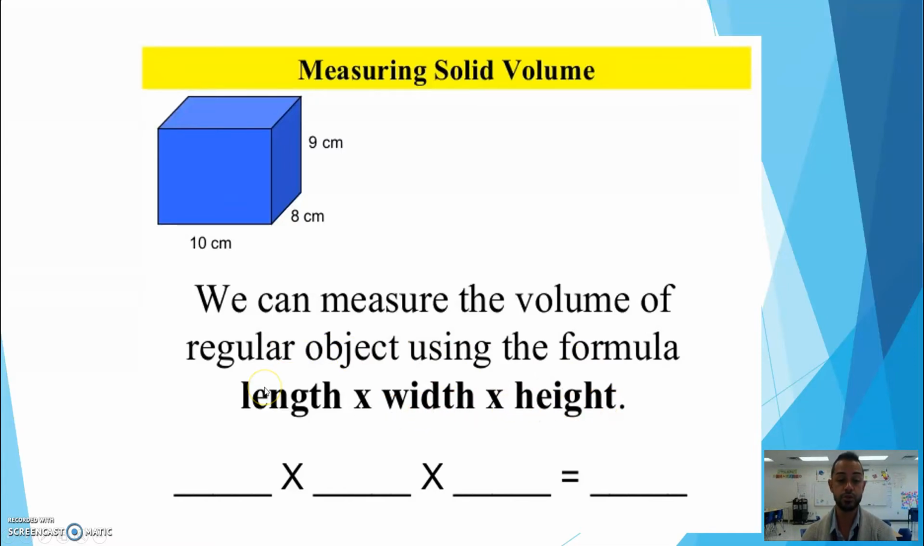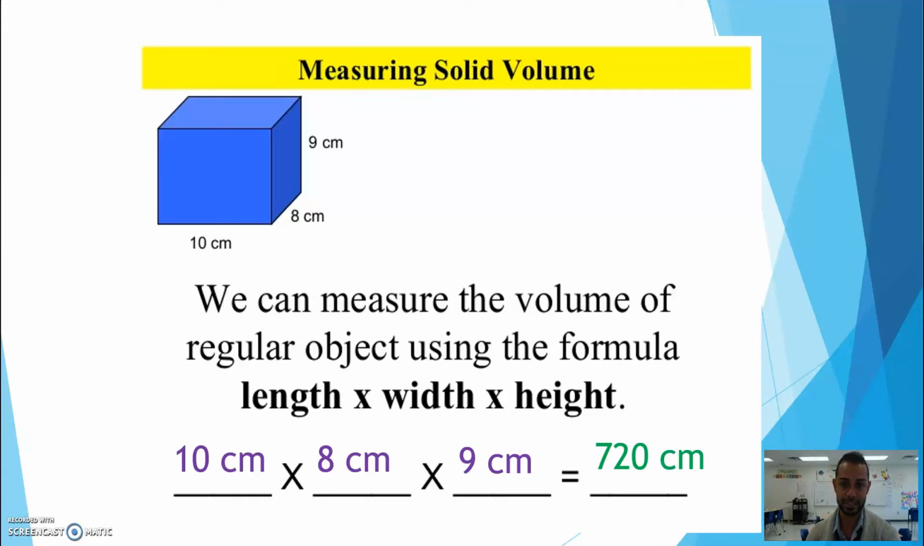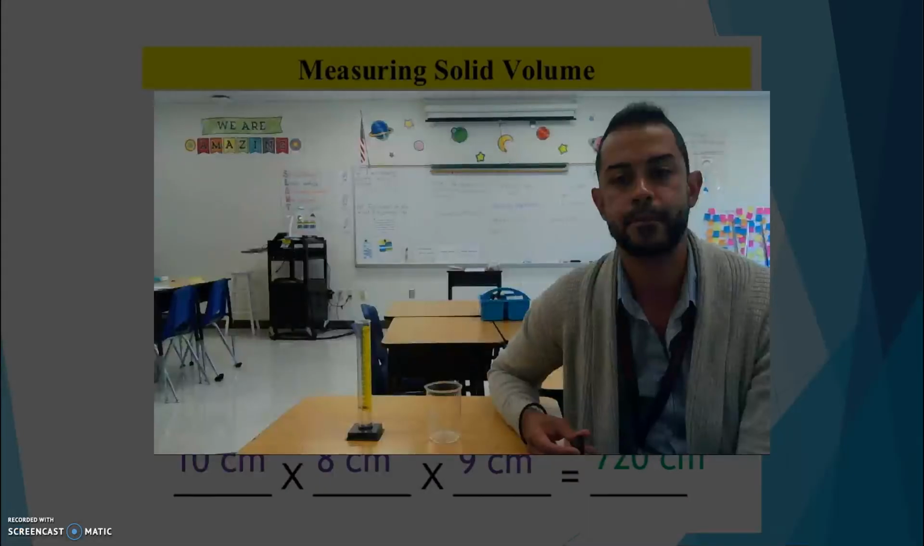So we need to substitute. 10 centimeters times 8 centimeters times 9 centimeters. So the result is 720 centimeters. So this is the volume of this regular shaped object.